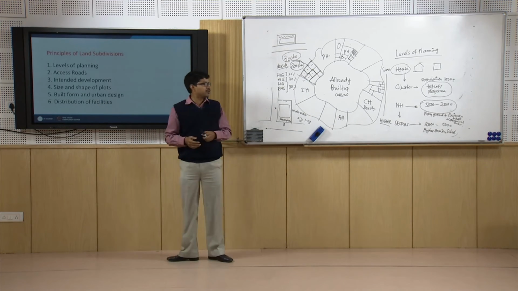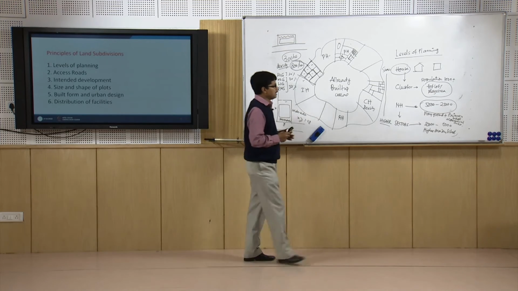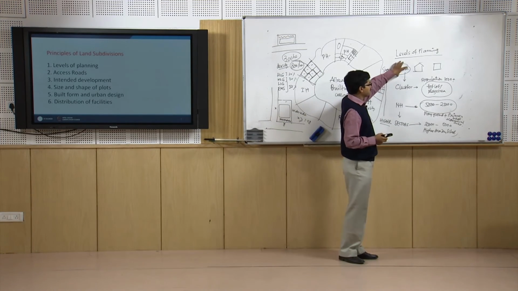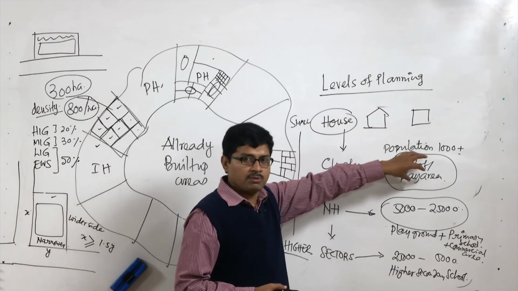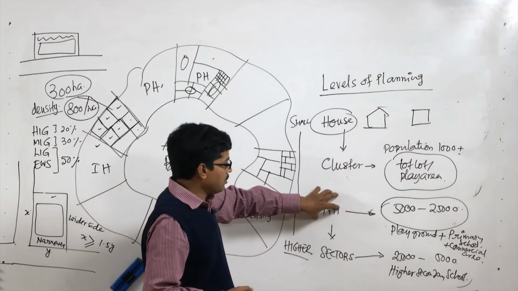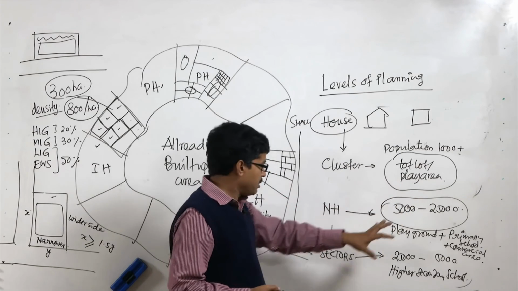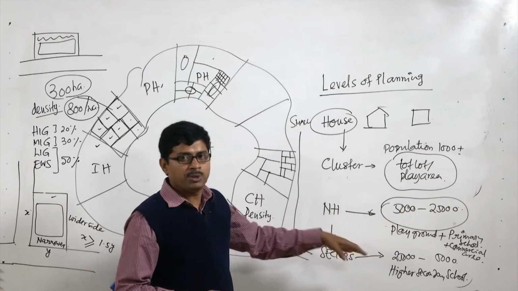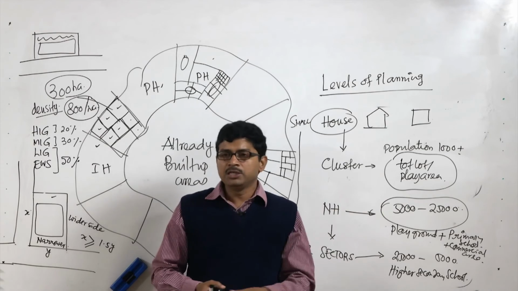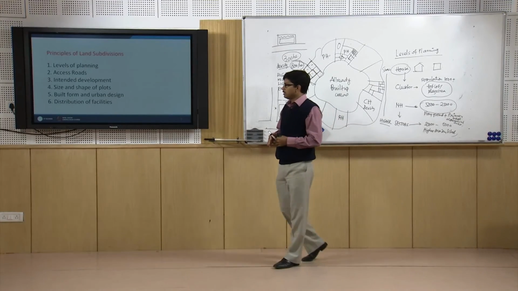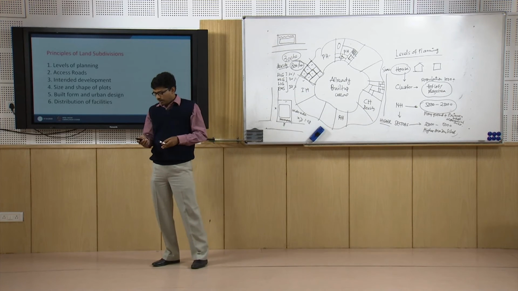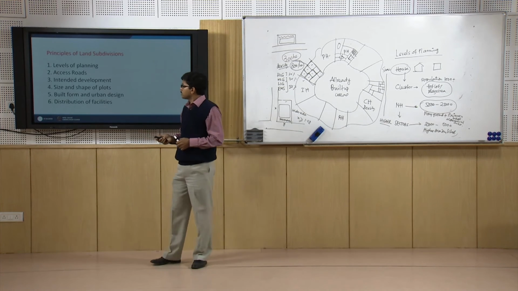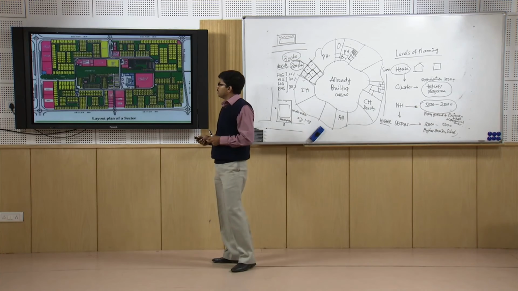The facilities also can be distributed at the level of planning. We said that at the house level some facilities are given, at the cluster level a few other facilities are given, at the neighborhood level a few other facilities are given, and at the sector level some bigger facilities are given. So facilities are given at various levels, and these levels of planning are defined by the facilities. Now with this discussion let us see some examples of how it looks.